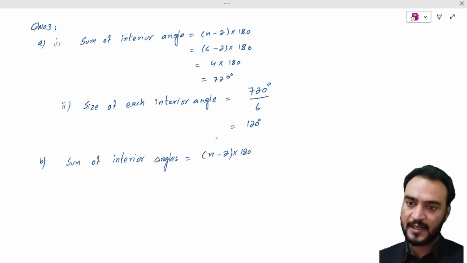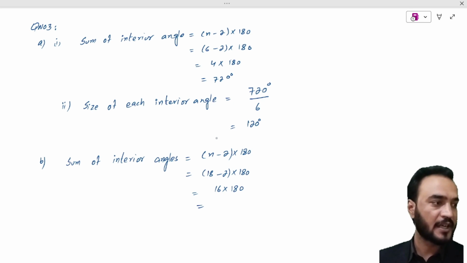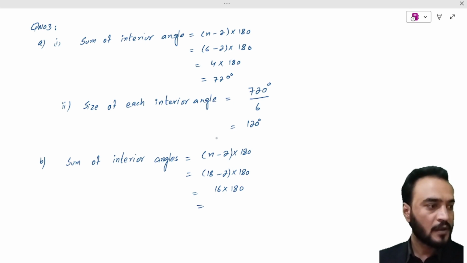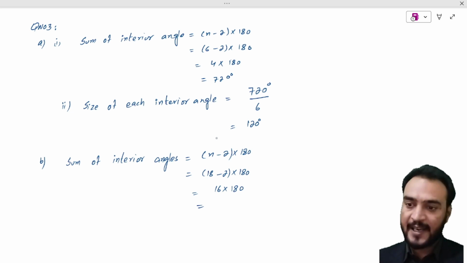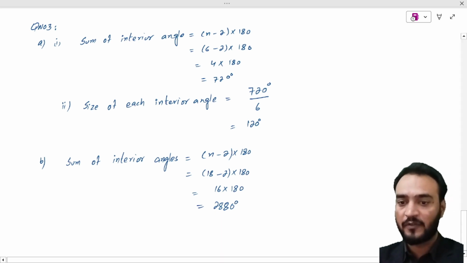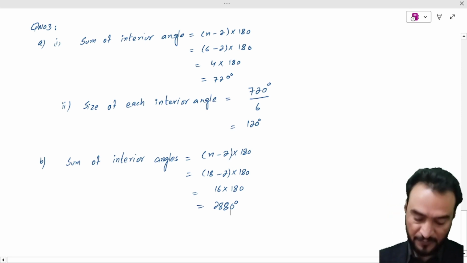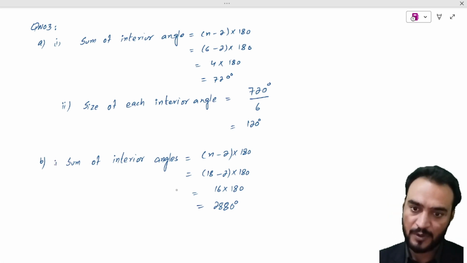So the sum of interior angles is equal to, because this polygon has 18 sides, we put the value of n equal to 18. So 18 minus 2 times 180 degrees. 18 minus 2 is 16 times 180 degrees. Multiplying 180 by 16, we get 2880 degrees. This is the sum of interior angles of a polygon with 18 sides. This is the first part of part B of question number 3.